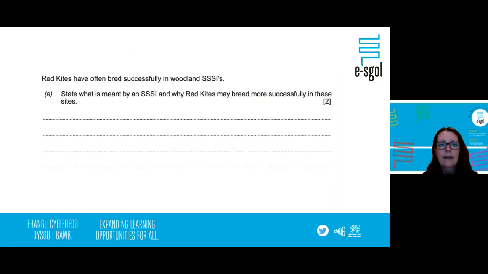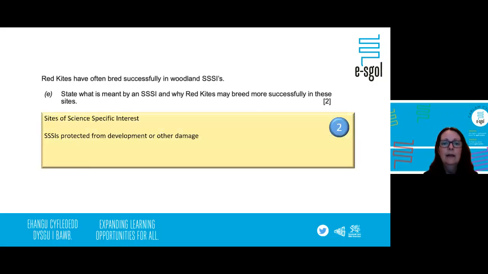Finally, just a very short question here. Explain what an SSSI is and why red kites may breed more successfully in these sites. So very straightforward, a site of special scientific interest, and then the second marking point is to say that these areas are protected from development or any other damage.